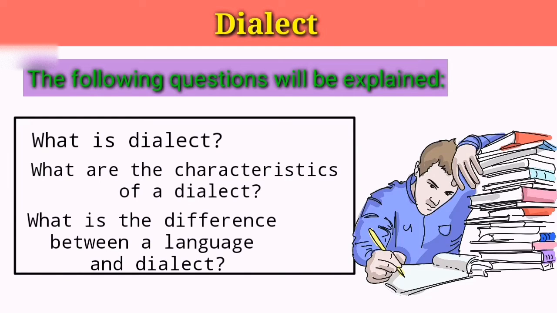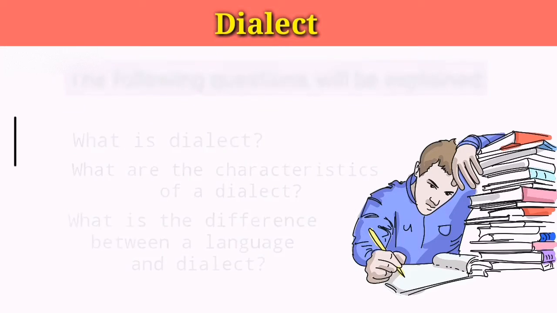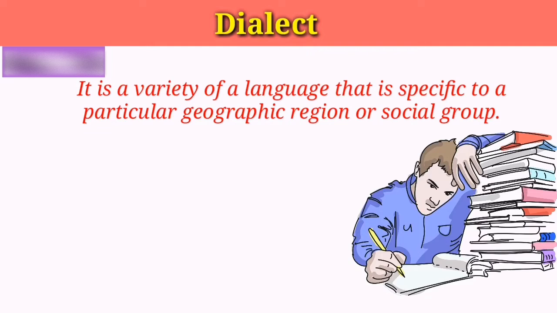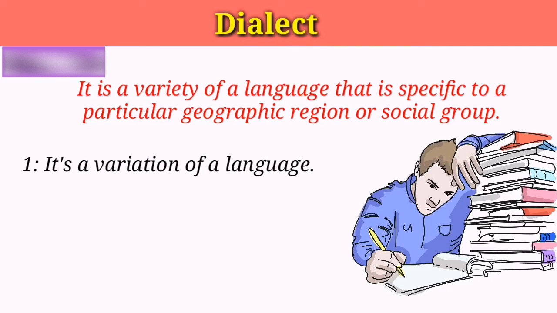Well, what is dialect? Basically, a dialect is a variety of a language that is specific to a particular geographic region or social group. I think you are not getting the point. Let me tell you in simple words that dialect refers to a variation of a language.